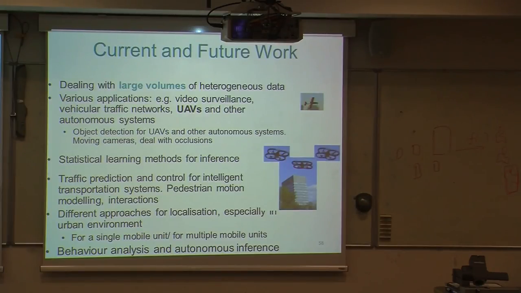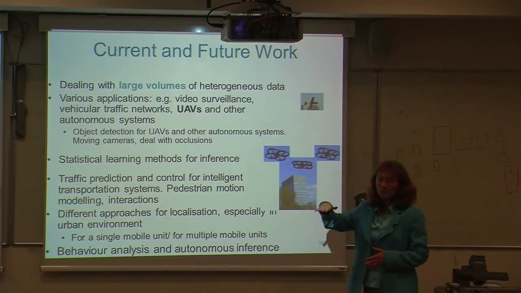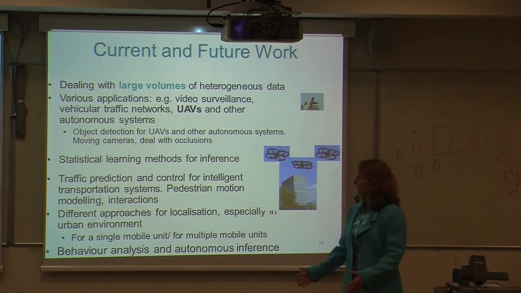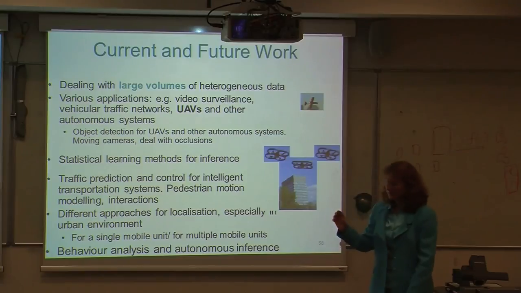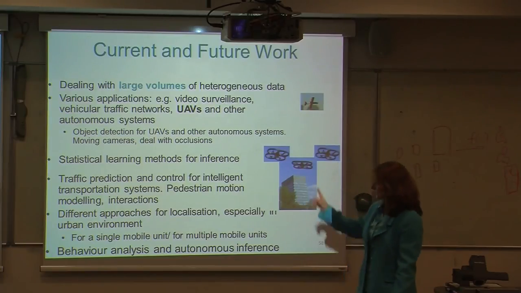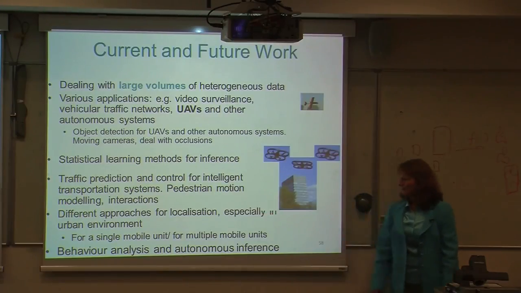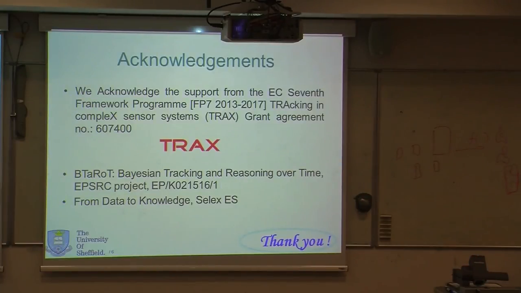Although a lot has been done for object detection, we also have results with static cameras. There is a lot of room for moving cameras, especially think about the UAV, where there is jittering of the camera. One solution in the literature is to estimate the motion of the camera and then remove it somehow, take it into consideration. But there is scope for UAV purposes. Pedestrian motion modeling is another area we are currently working on, and inference problems.